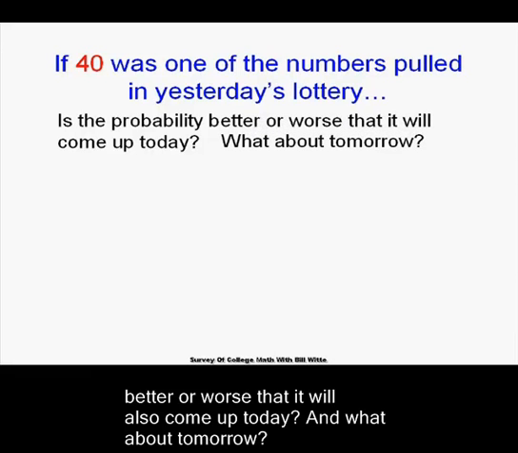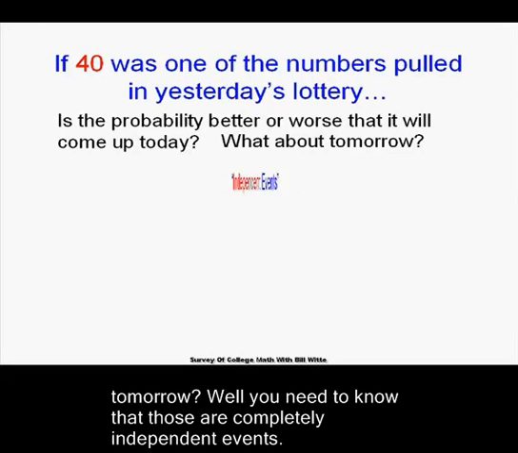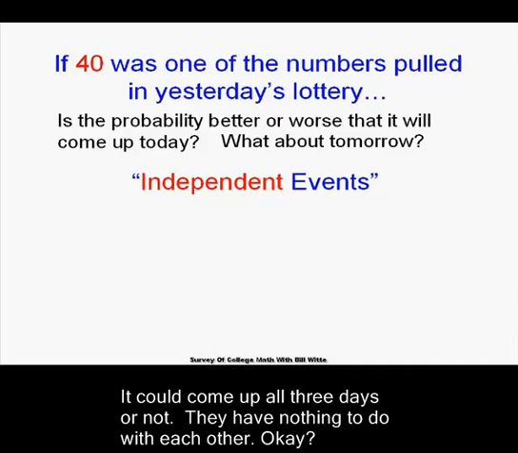What about tomorrow? Is the probability, even if it came up yesterday and today, is the probability better or worse that it'll come up tomorrow? Well, you need to know that those are completely independent events. They have nothing to do with each other. It could come up all three or not.